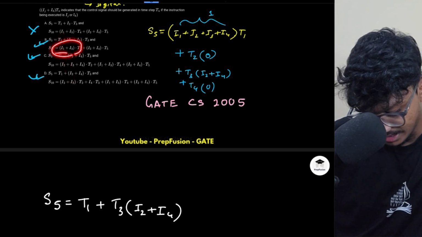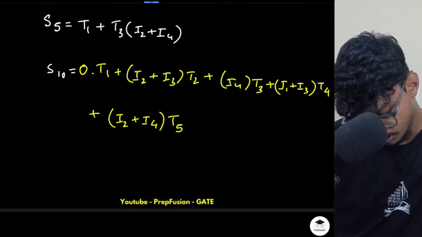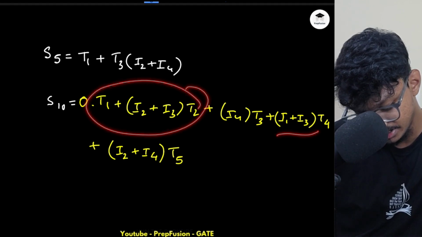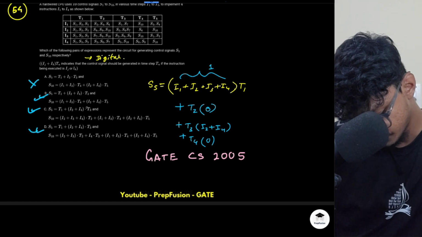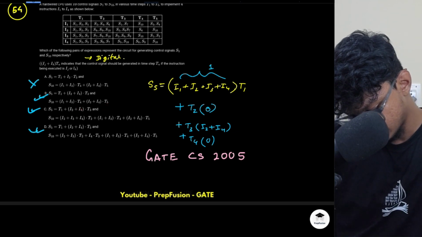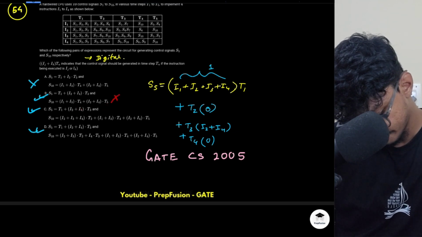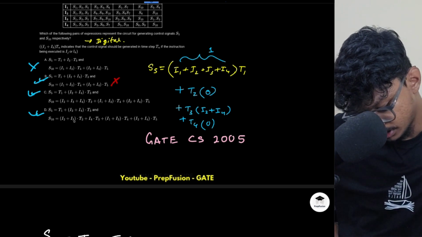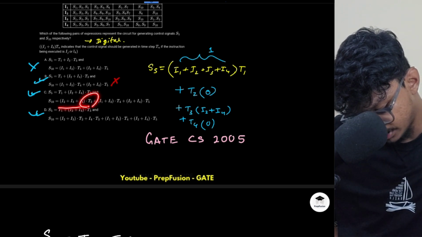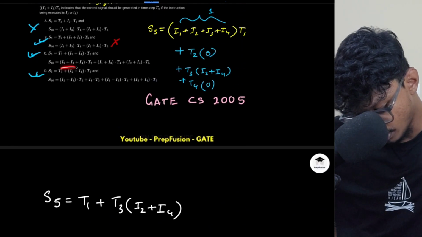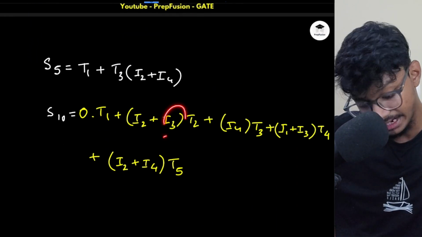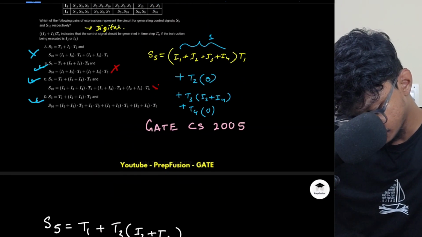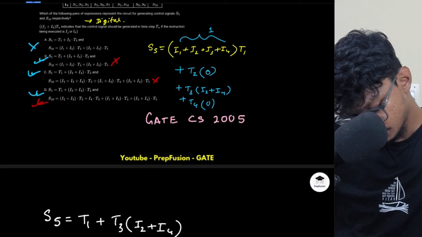Obviously, S10 is I1, I3 with T4. I1, I3 with T4 is correct, but it is missing T2 and T3. So this is gone. Okay, here what have they given me? They have given me I1, I2, I3, sorry, I2, I3, I4 with T2. I4 is not there with T2. So again, this also has been eliminated. So only option D will be correct.